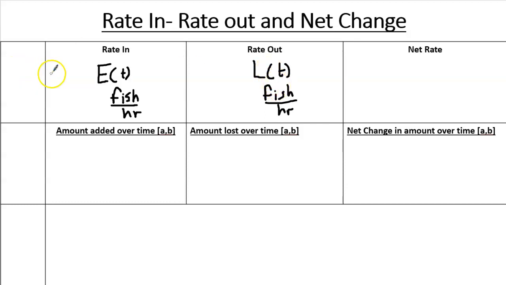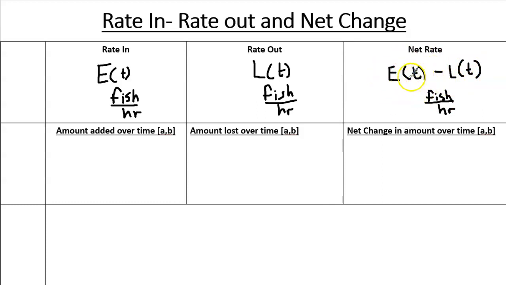So notice I'm going to put the function in there and the units. Now, the net rate of change is if you take how fast they're entering and subtract from that how fast they're leaving. And that's also in fishes per hour. Okay, so this tells you how quickly fish are entering, this tells you how quickly fish are leaving, and this just tells you how fast the total amount of fish in the lake is changing, right?